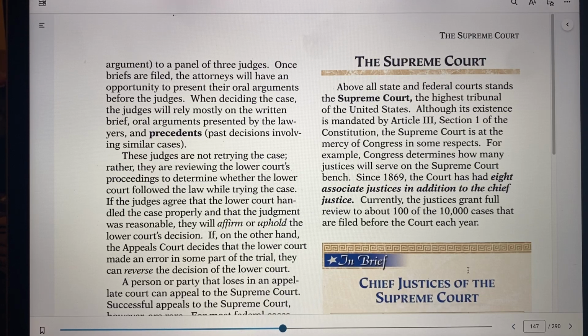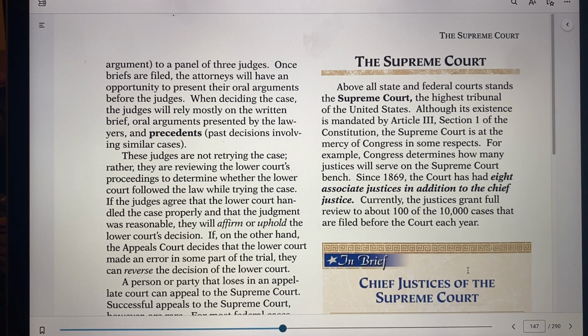So we're in your government book in Chapter 8, Section 3, and we're going to be talking about the Supreme Court. We've been talking about the judicial branch and the Supreme Court being a major part of this branch. So the Supreme Court is the highest tribunal of the United States. And of course, it is mandated by Article 3, Section 1 of the Constitution. But it's at the mercy of Congress because Congress determines how many justices the Supreme Court has.